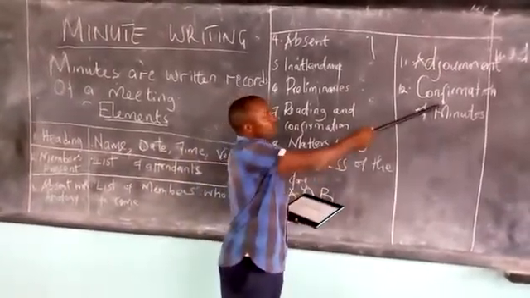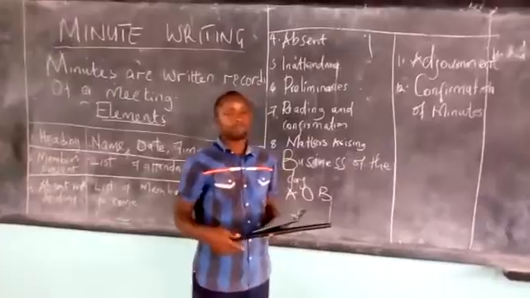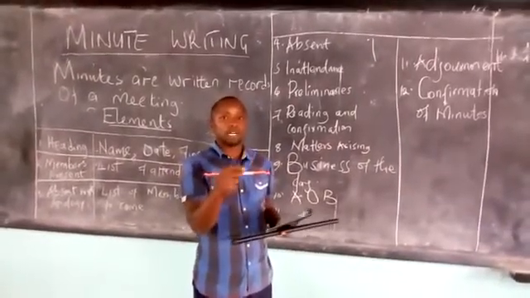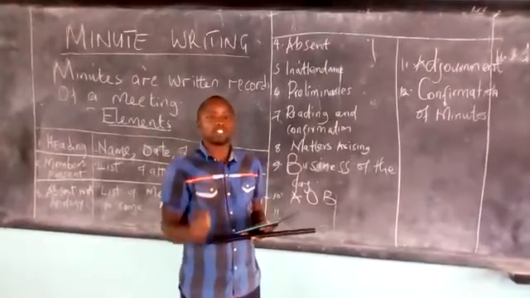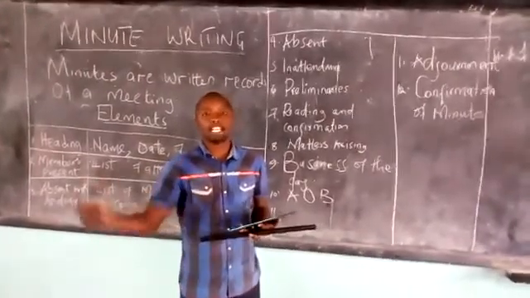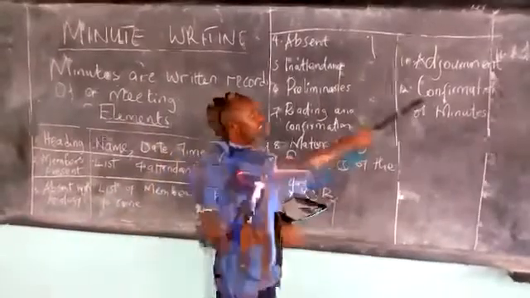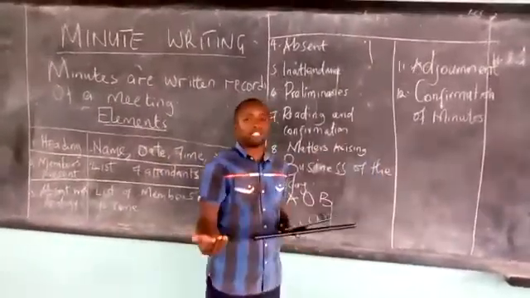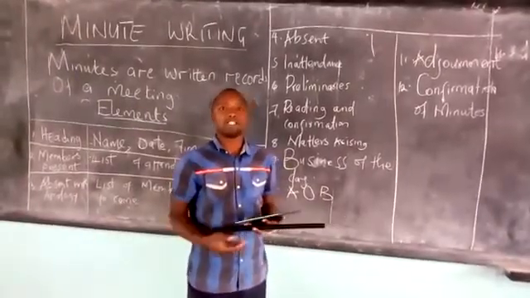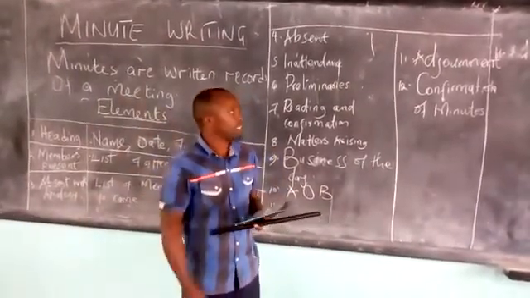After that, we will have confirmation of minutes. And this one is where we write the word secretary and chairman, then we leave a slot for them to write the date and sign. So this one is just the confirmation, which will be filled by the secretary and the chairman once they read the minutes in the next meeting.